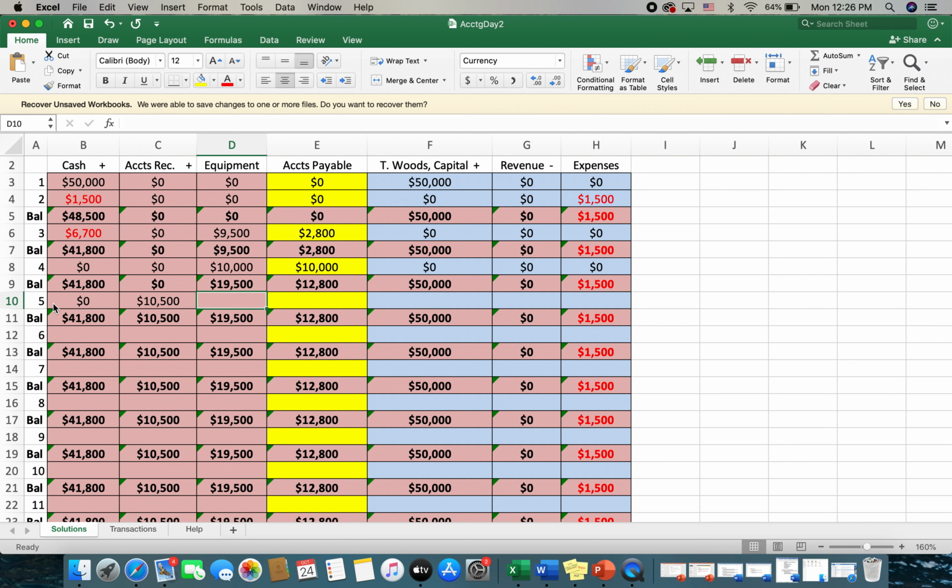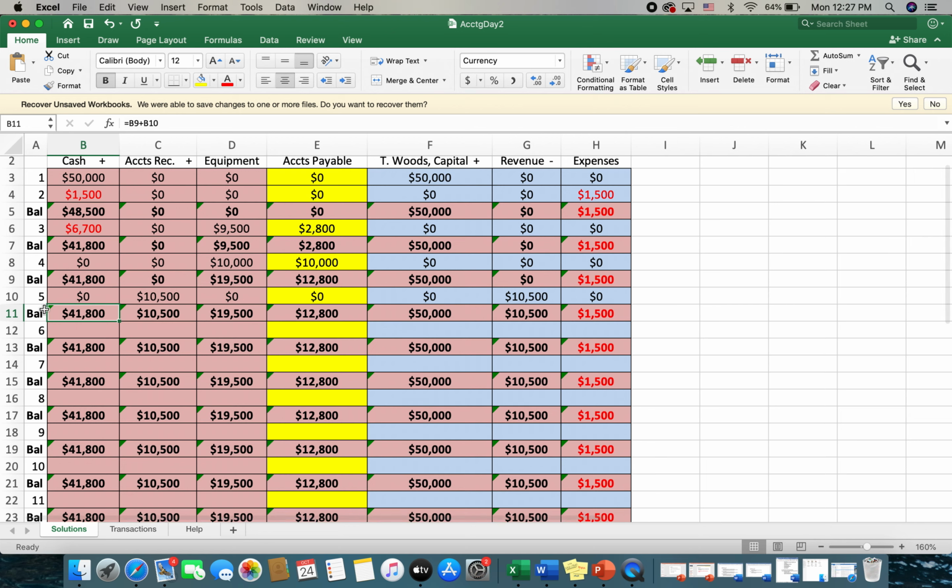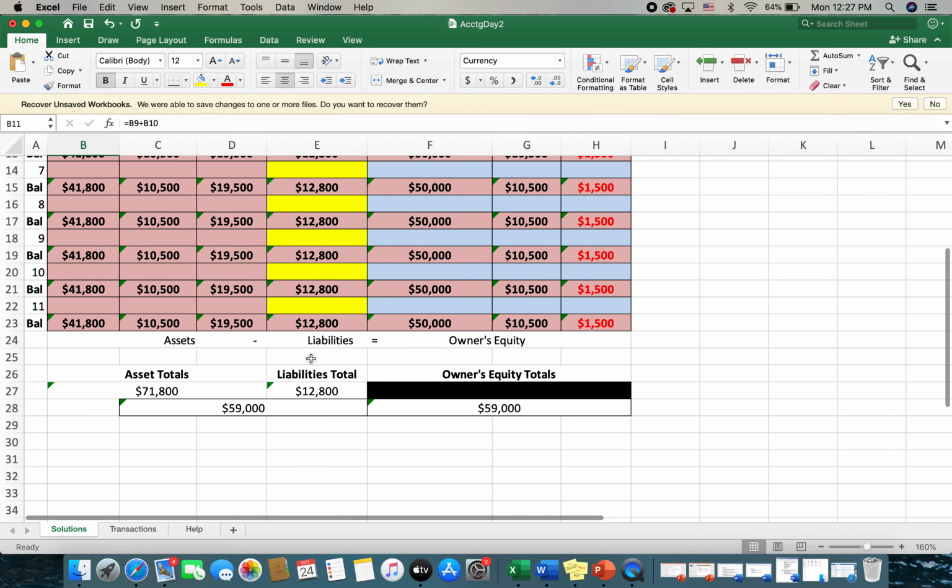So our accounts receivable goes up. No equipment changed hands. Did we take on any debt, pay down any debt? No, we did not. Did the owner take money out or put money in? No, they did not. Did we sell any services or sell any inventory? Yes, we did. We performed or provided the service of the golf course, $10,500. Nothing for expenses, and we should be at 59.59.